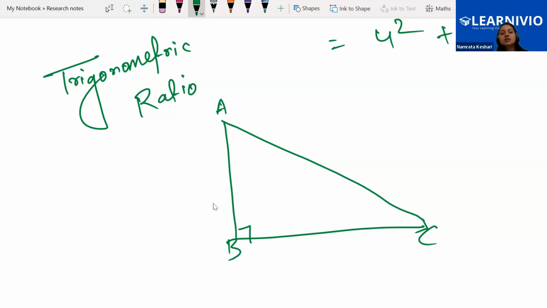So this is a right angle triangle. Here we know AC is the hypotenuse. Here we know AB and BC. One of them is base, another is height. Now we are having 3 sides: AB, BC, and AC. And with the help of these 3 sides, we are trying to create trigonometric ratios. So how many ratios we can create? Let's see.